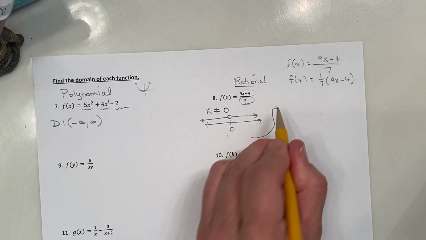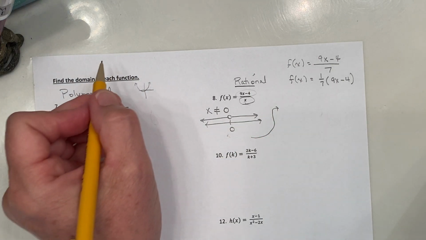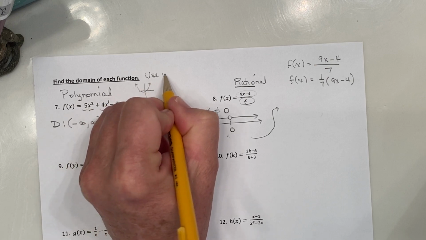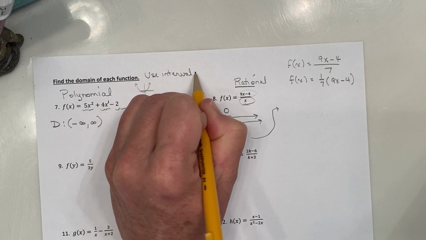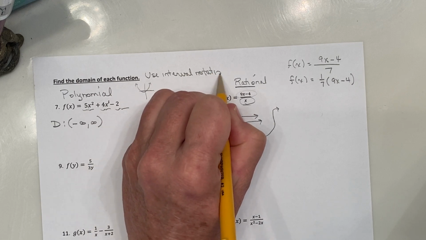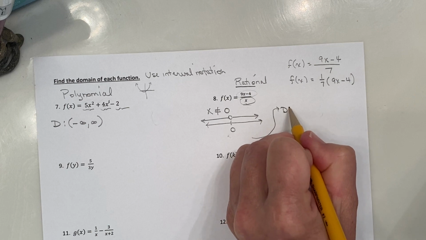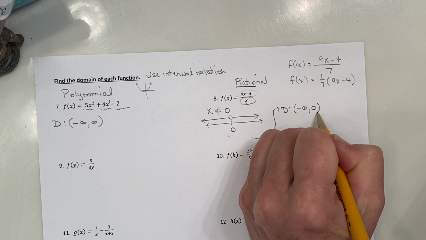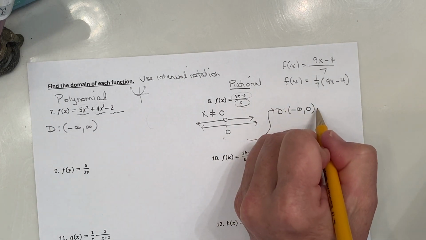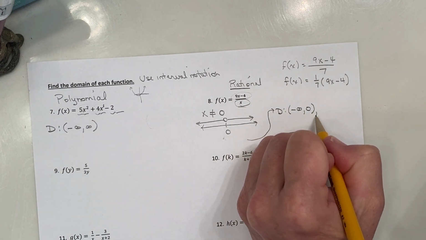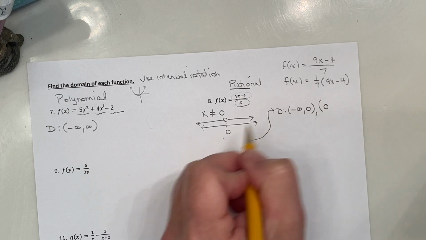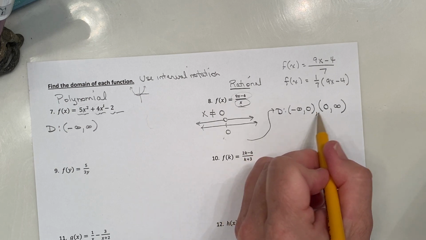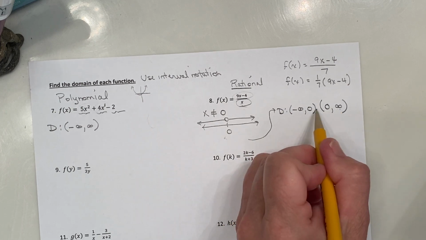So how do I transition off this number line? Because I want my answer in interval notation. And I should have put that up here with the directions. Use interval notation. Well, the domain, I'm going to start from negative infinity. I'm going to work my way to 0. The parentheses mean you're going to exclude the 0. I don't know if you use a union or a comma. I'm going to put a comma, and then I'm going to pick up again from 0 going to positive infinity. Both are acceptable, whether you use a comma to separate these two sets of x values or you use a union.